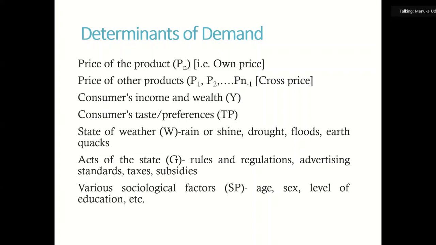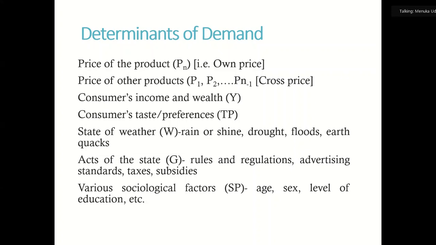Third factor, consumers' income. If my income increases, I might buy more potatoes tomorrow. Right? If I lose my job or if I don't have an income anymore, then I might decide to buy less. So income will determine the amount that we purchase. Taste and preferences. If I don't like potatoes, right, I might not buy or I might buy less. The amount will go down.